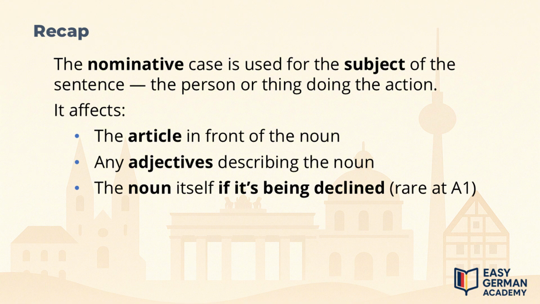In the next few videos, we'll look at nominative with definite articles, der, die, das, nominative with indefinite articles, ein, eine, nominative with kein, the word we use for negation. One video for each. Short, clear, and with lots of examples.